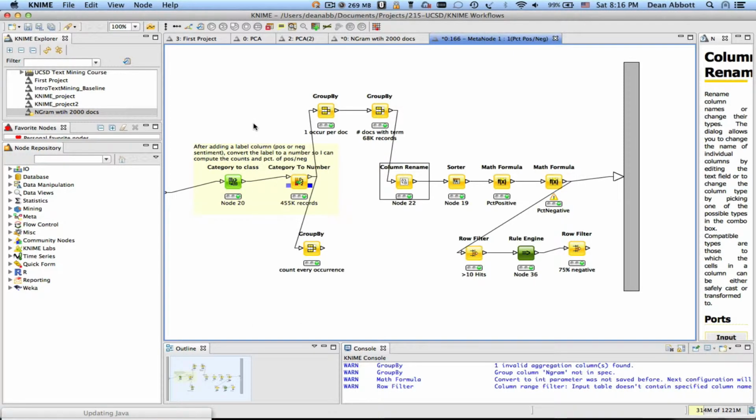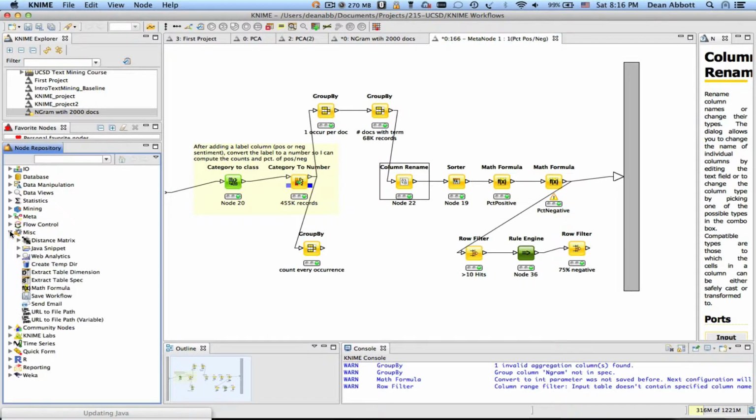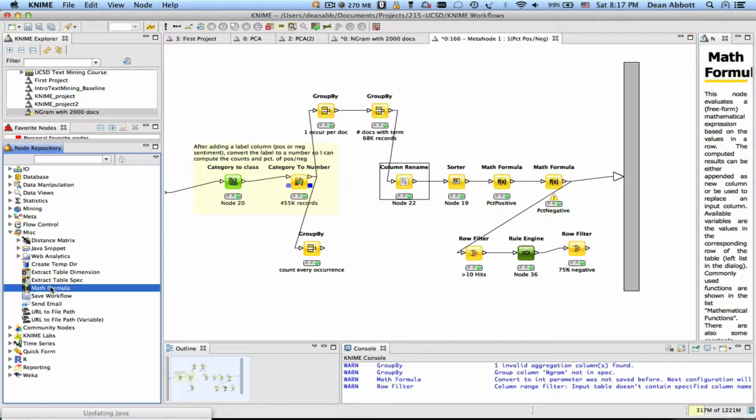Once we do that, then it's simply a matter of using the math formula node, which is an add-on. It's in the miscellaneous functions. It's right here, math formula. If you don't have this in your list of miscellaneous nodes, then make sure you go to the KNIME repository and add the math formula as one of the extensions.